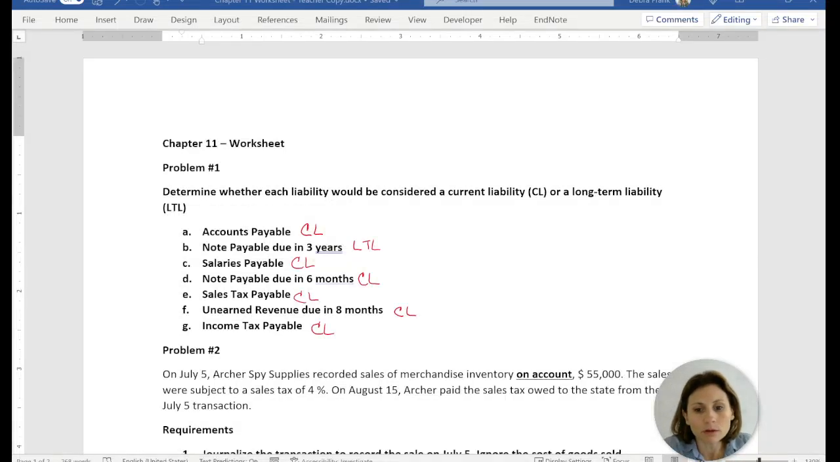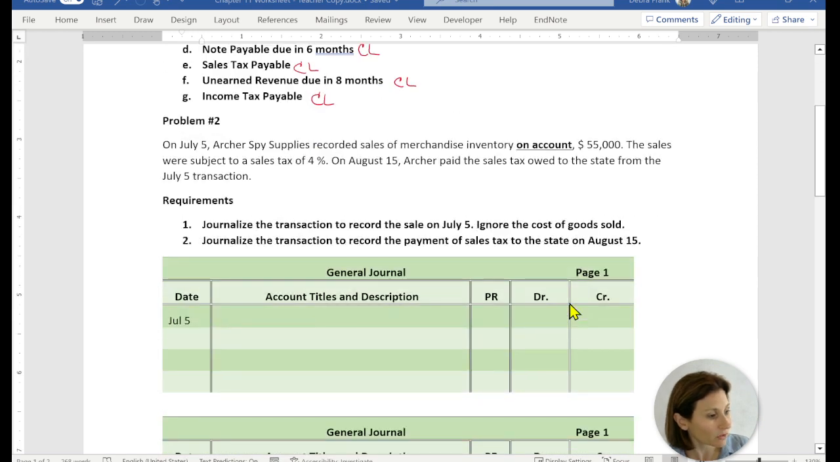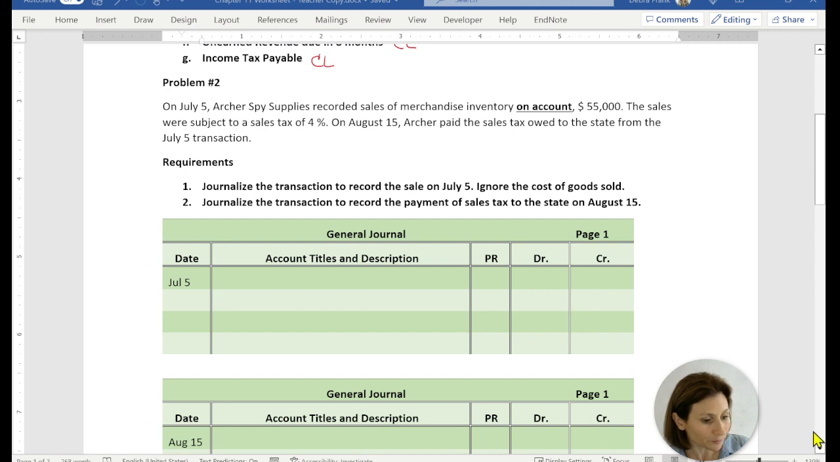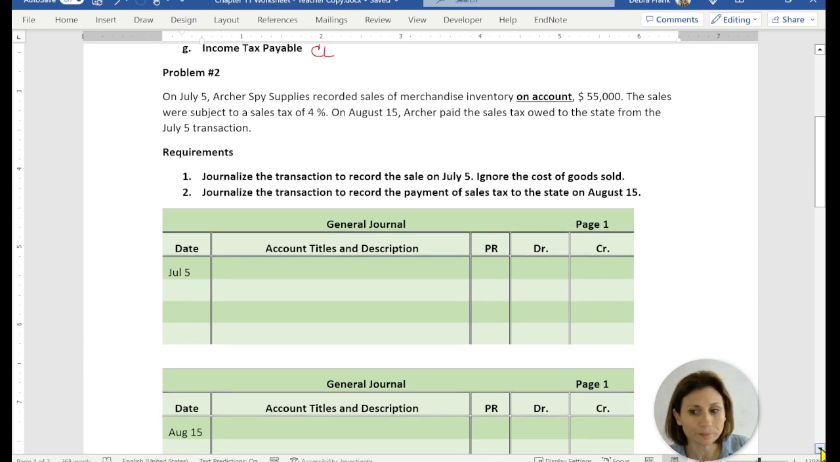Okay, in this problem, we're going to practice one of the common current liabilities. We're going to do some journal entries for it, and that is sales tax. You can see in item E, we already talked about in the previous video about sales tax being within the current operating cycle. So that was a current liability, and we're going to practice with that.